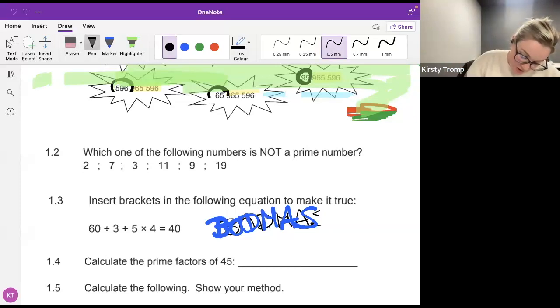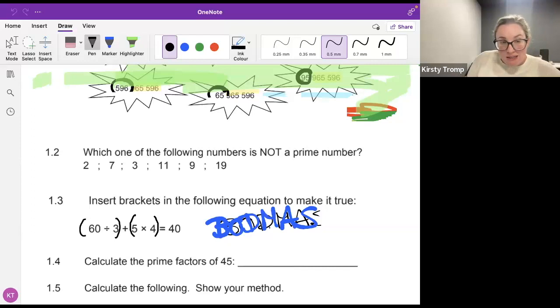Good. So I'm going to say 60 divided by 3 because that gives me 20 here. And then I'm going to say around here 5 times 4, which is also going to give me 20. And 60 divided by 3 gives me 20 plus 5 times 4, which will give me 20, equals 40. Well done.